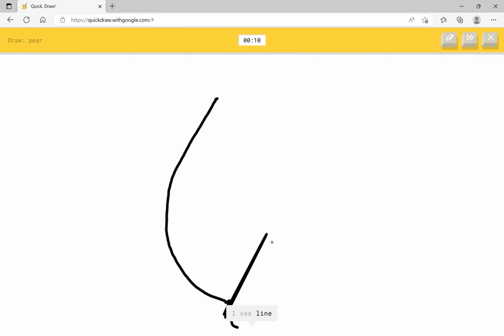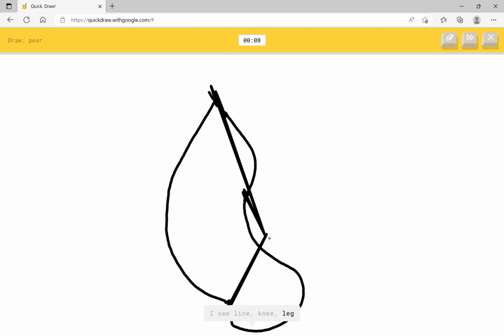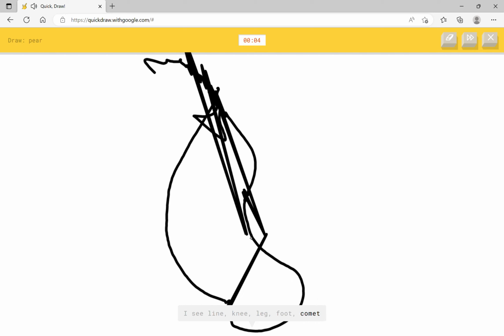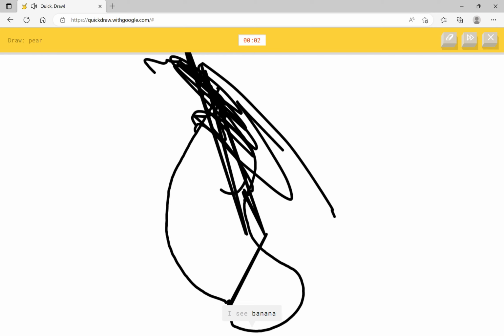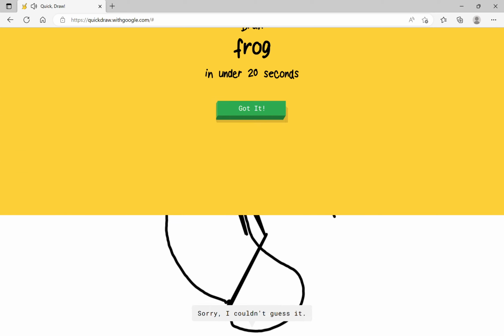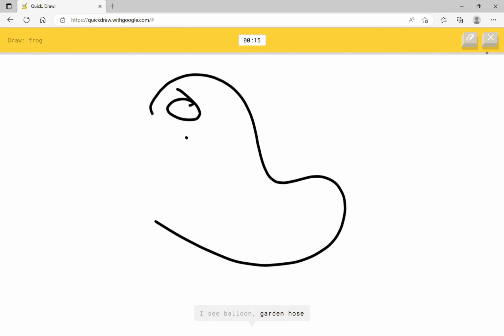I see line. Or knee. Wait, how? Or leg. Wait, or foot. Wait. Or comet. Or peanut. What? It's messing up my trunk. I see banana. Or blackberry. Sorry, I couldn't guess it. I see balloon. Or garden hose. Or duck. Or steak.